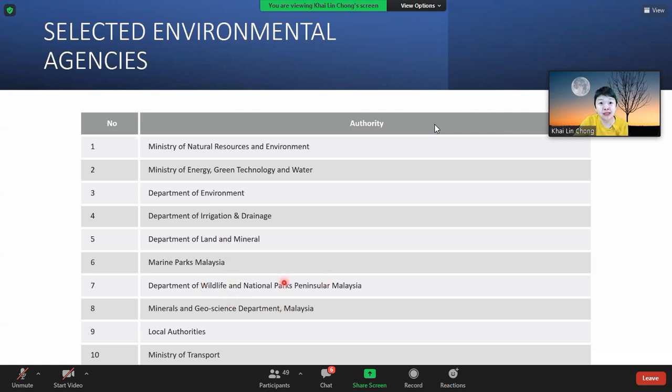Wildlife and National Parks, Taman Negara. Geoscience, JMG. And then Local Authority and Ministry of Transport. Okay, bila kita kata air pollutions, dia adalah bawah Ministry of Transportations. Okay, so you all tengok dalam 10 ni yang akan bekerjasama untuk membangunkan kita punya satu undang-undang. Alright.